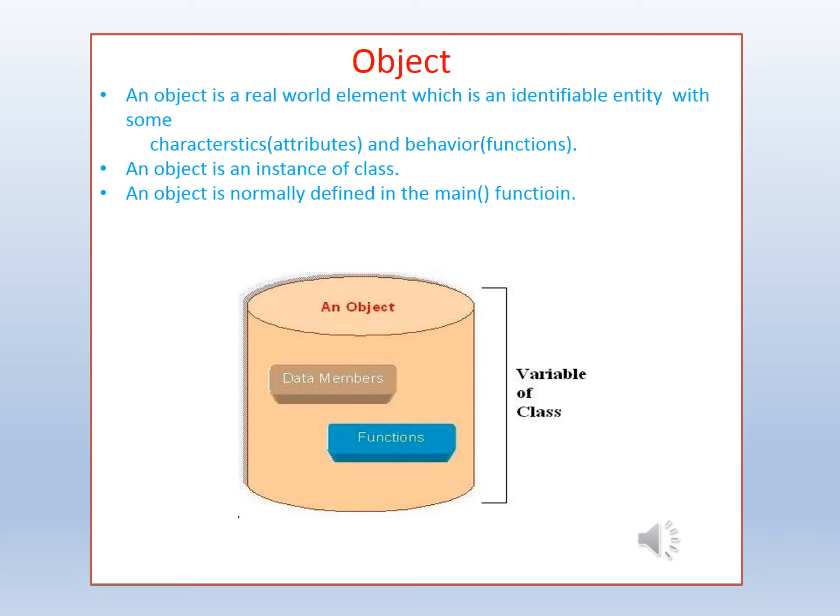Students, welcome back. Today in class, let us understand the concept of object. An object is a real world element with attributes and behavior. An object is an instance of a class and may be called a class instance or class object. The object is normally defined in the main function.